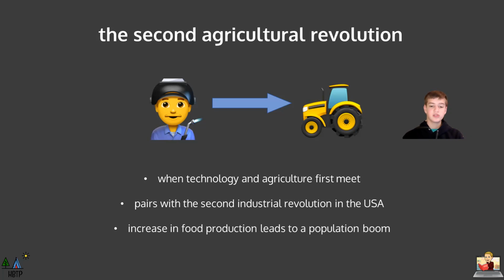But what really happens from this is we have an increase in food production because of all this new technology and all these new techniques that will lead to a population boom. And that's really important because when we have a lot of food, then we can feed a lot more people. So people have more babies, and then those babies can survive and be fed.